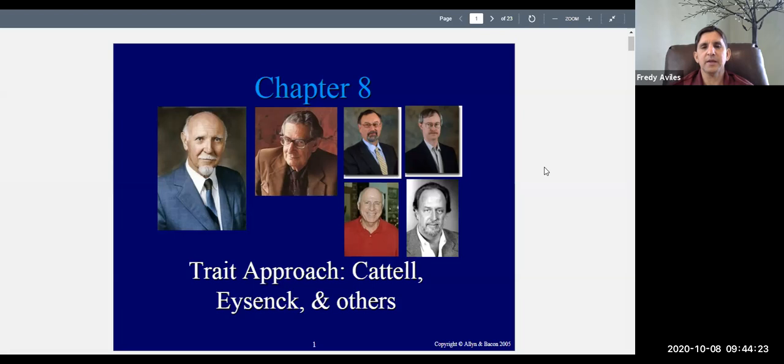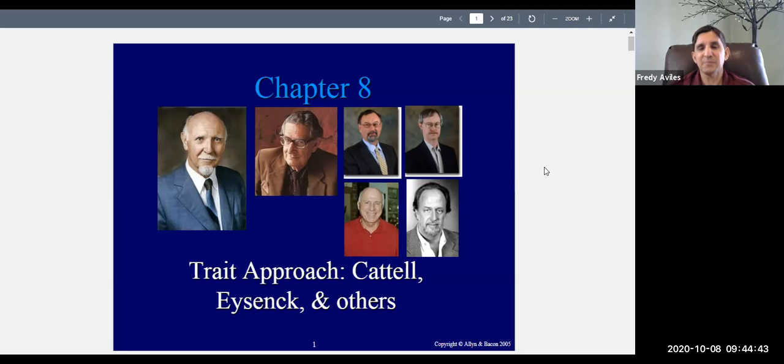And then we'll talk about Eysenck, which is the second guy there. And then the others, I think that's Costa and McCrae at the upper right. And then Buss and Plomin are at the bottom, those two little pictures at the bottom right. Okay, so we're gonna talk about all of those.